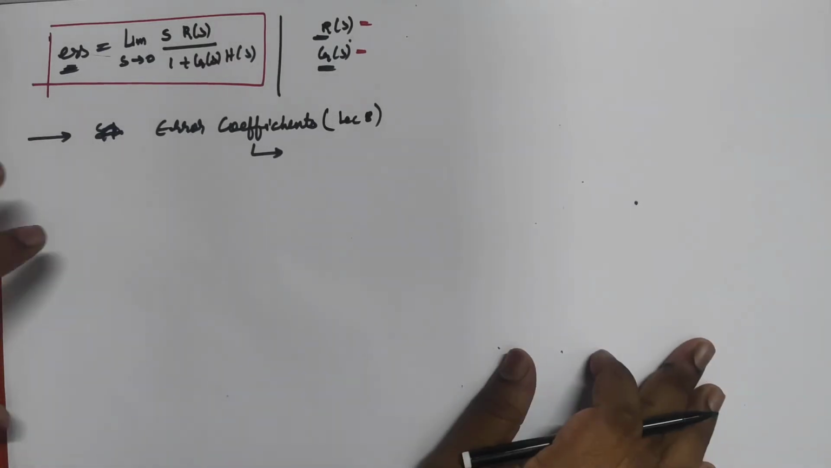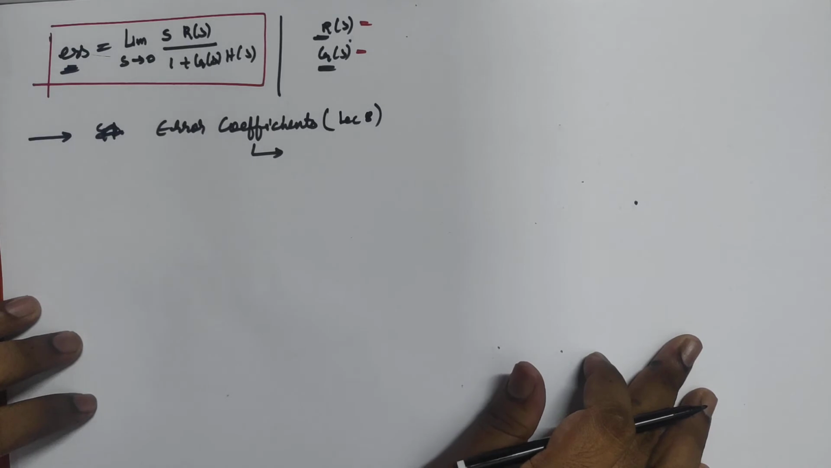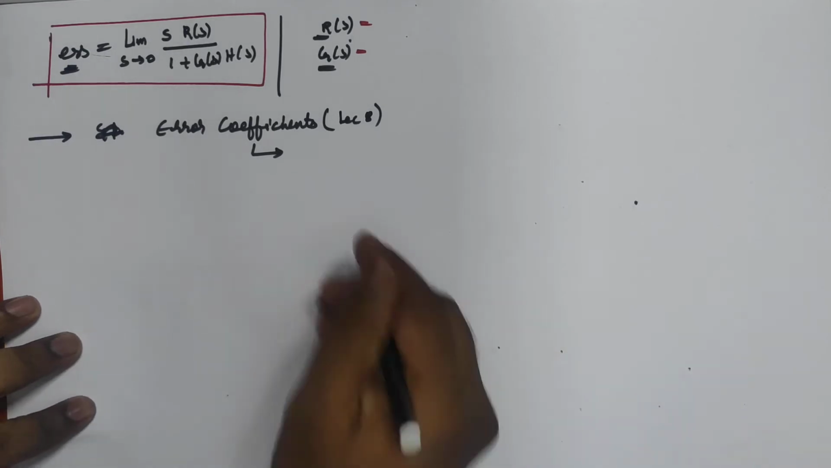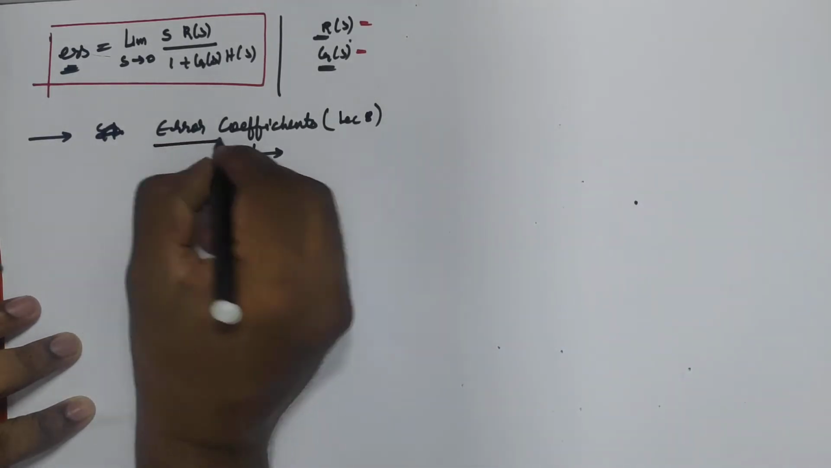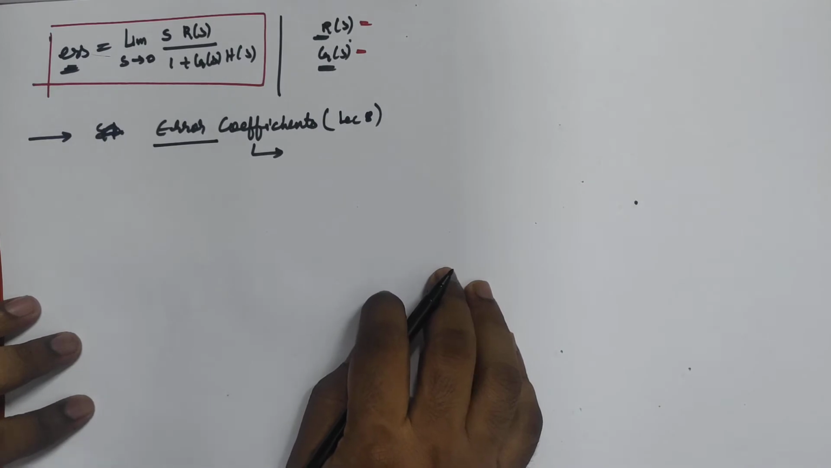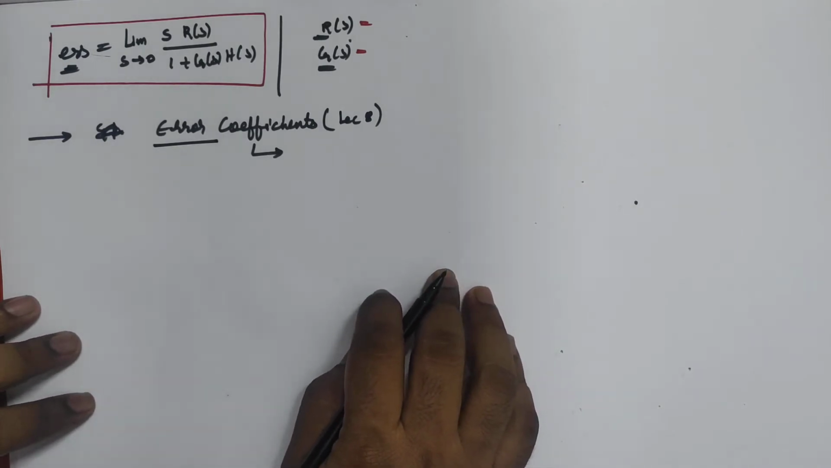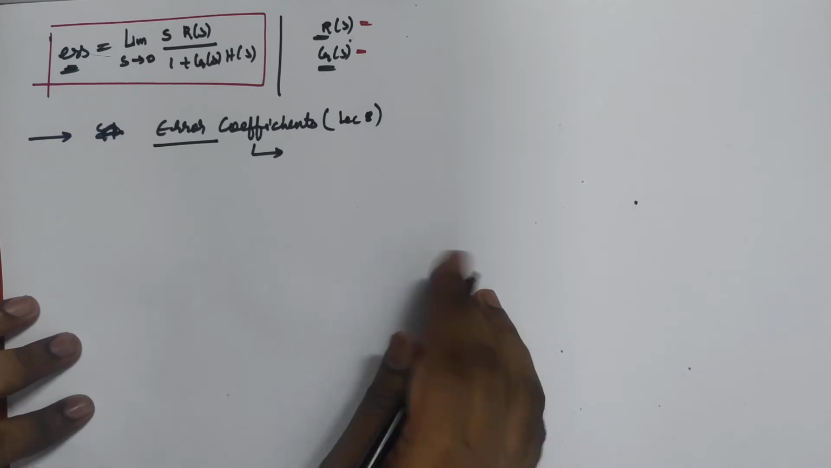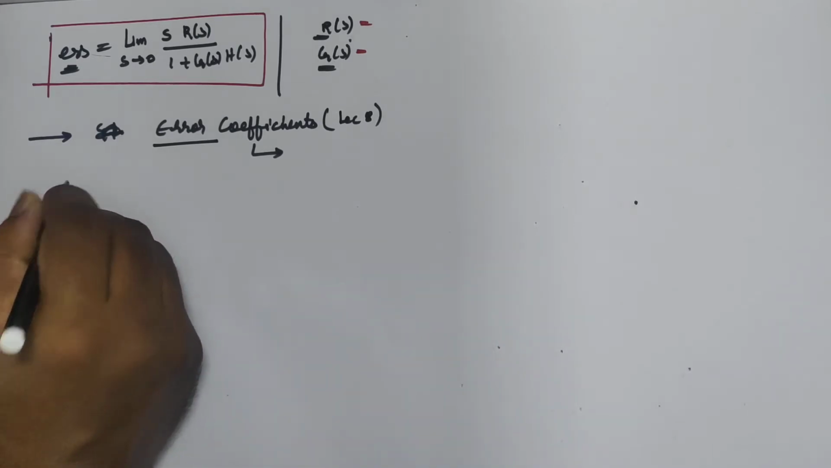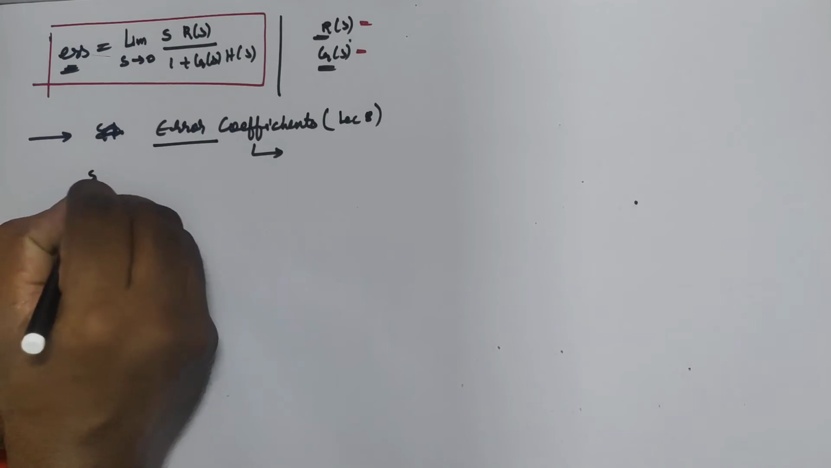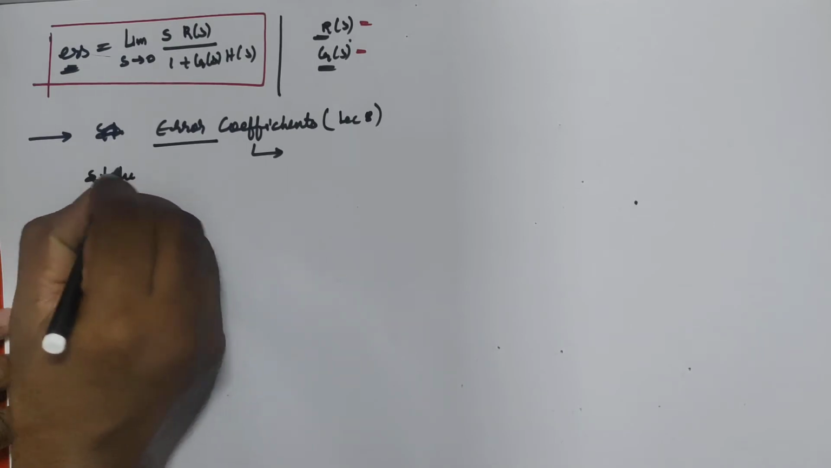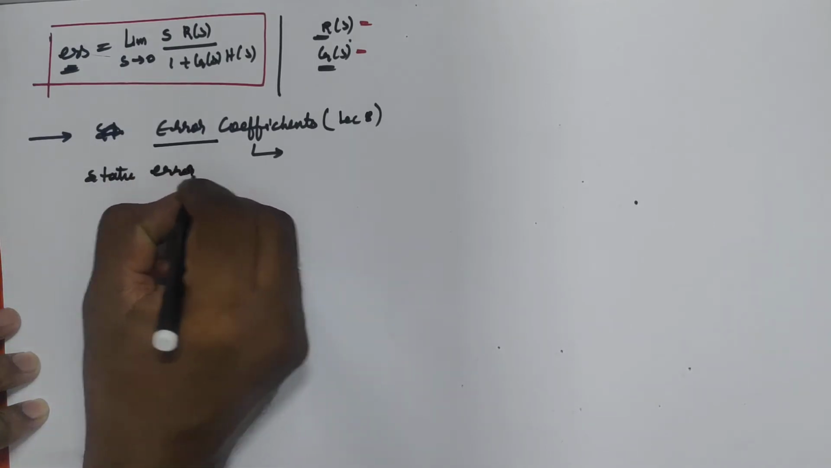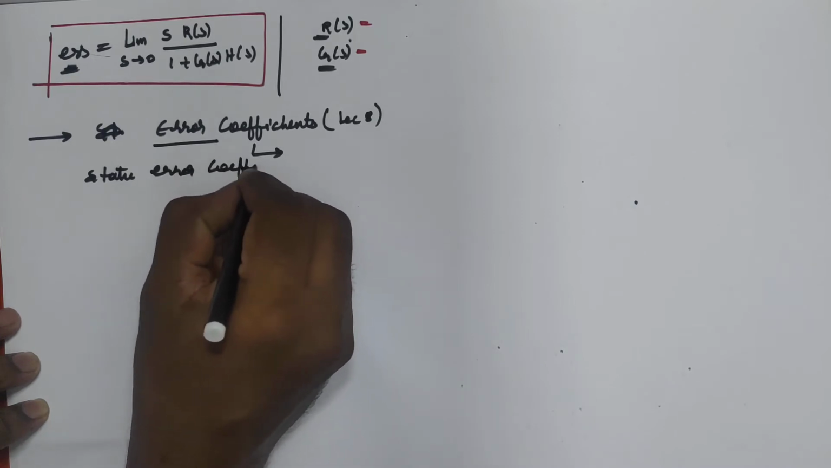So we continue with error coefficients. So what are these error coefficients? Before class we dealt with the steady state error. Now, in steady state error finding, we have error coefficients. What are these error coefficients? The first one is the static error coefficient. So what is this static error coefficient?